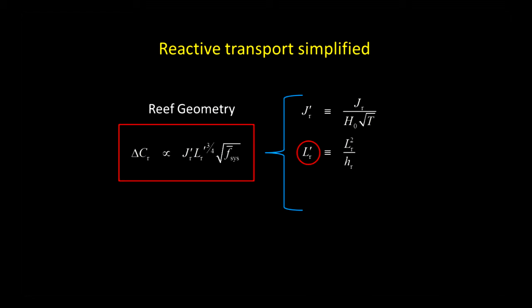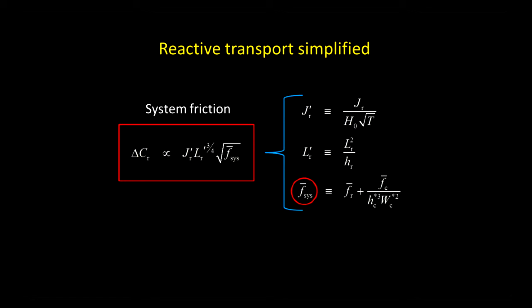And then you also have inversely proportional to the reef crest depth for a number of reasons, because that affects wave setup, but also because when you have a shallower water column, you're going to get a stronger signal. That is, the changes in chemistry are going to be stronger because you're dividing the flux effects over a smaller water column.